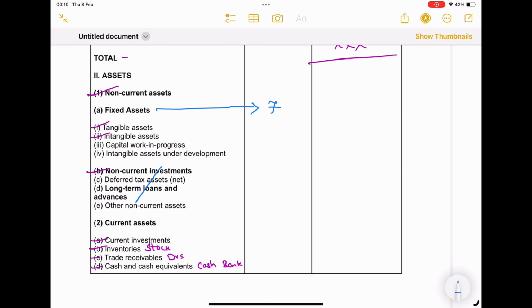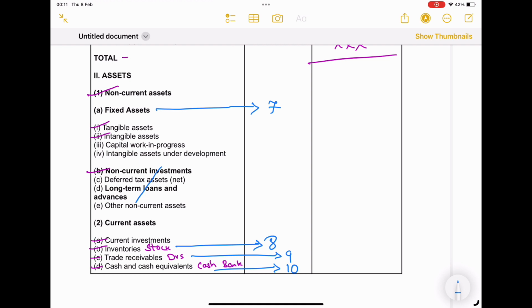We are going to move on to investments. No need of working note. Next, inventories 8, trade receivables 9, cash and cash equivalent 10.